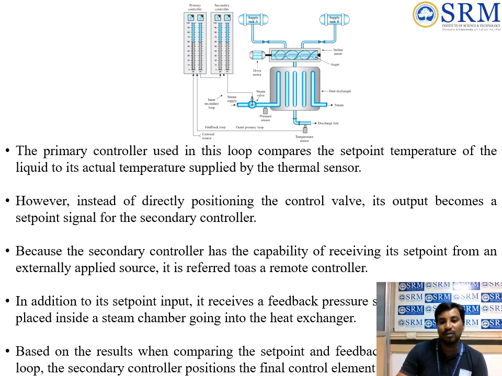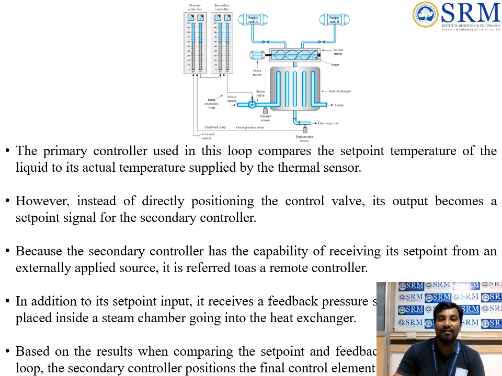However, instead of directly positioning the control valve, its output becomes a set point signal for the secondary controller. Because the secondary controller has the capability of receiving its set point from an externally applied source, it is referred to as a remote control. In addition to its set point input, it receives a feedback pressure signal from the sensor placed inside the steam chamber going into the heat exchanger. Based on the result of comparing the set point and the feedback signal, the inner loop secondary controller positions the final control element.